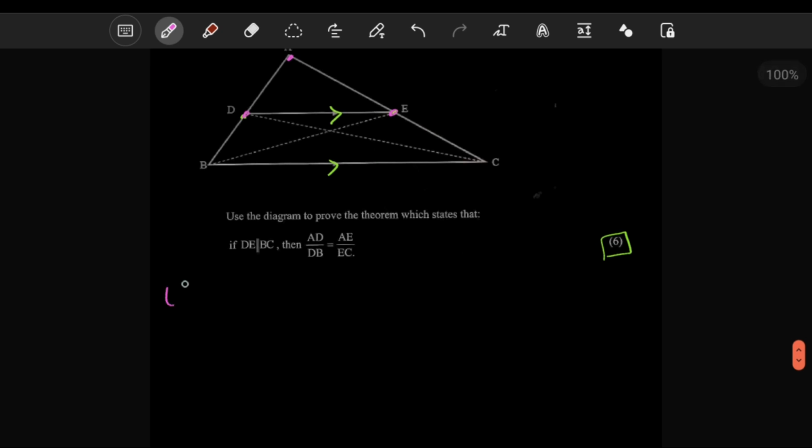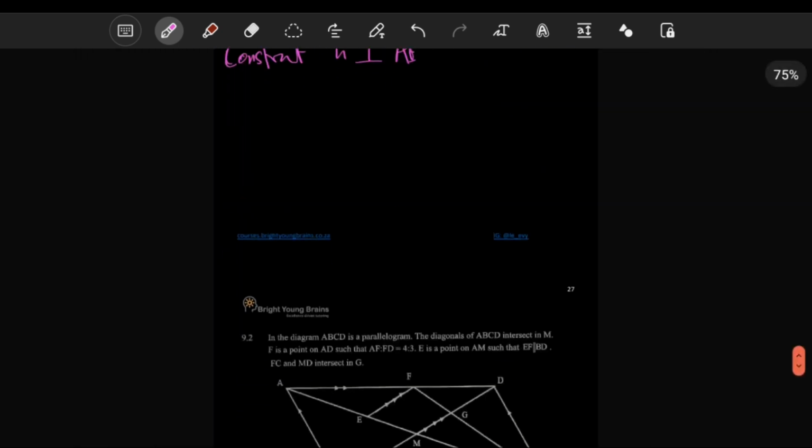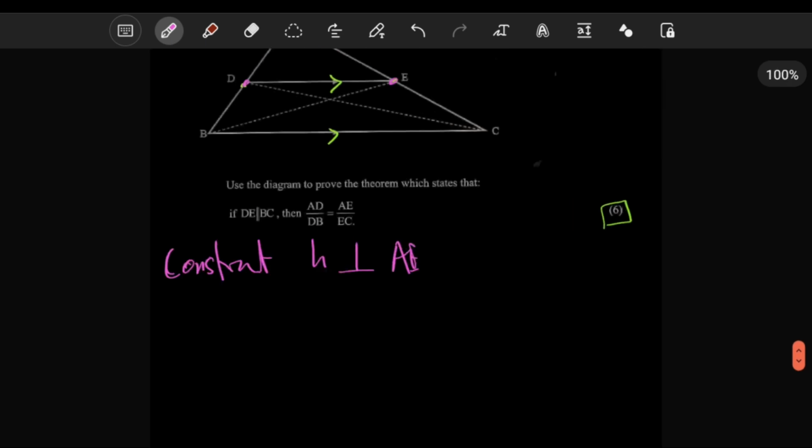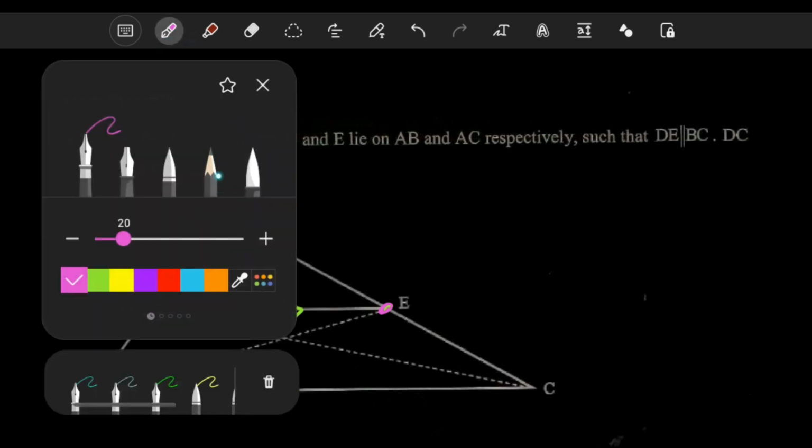We're going to say construct H, which is going to be perpendicular to AE. I'm going to color code it as well. Let's draw H perpendicular to this thing. Okay, that's H.